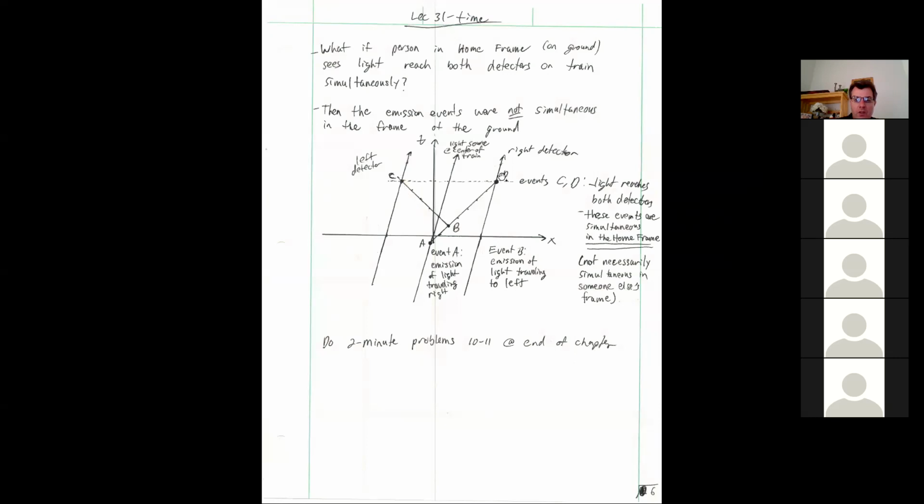So even though these two events, light reaching the left and right sides of the car, are simultaneous in the home frame, the person in the home frame is forced to conclude that these two pulses of light were emitted at different times on the train.